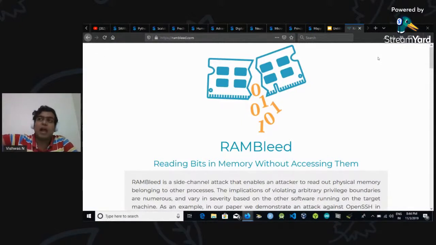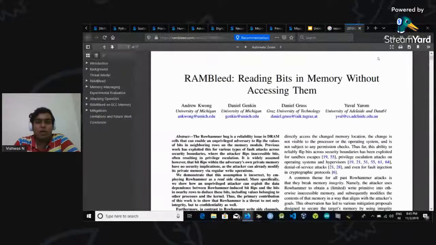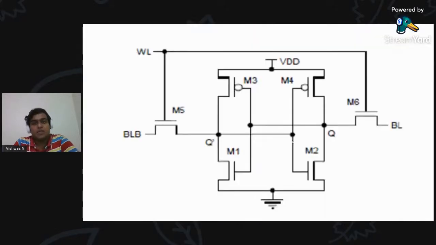You just have some malware, some function, some API calls through the RAM, and you are going to have this RAMBleed attack at any given point. So RAMBleed reads bits in memory without accessing them. This is the paper that I was talking about, and it's an amazing paper. Do read it, check it out from the same link.